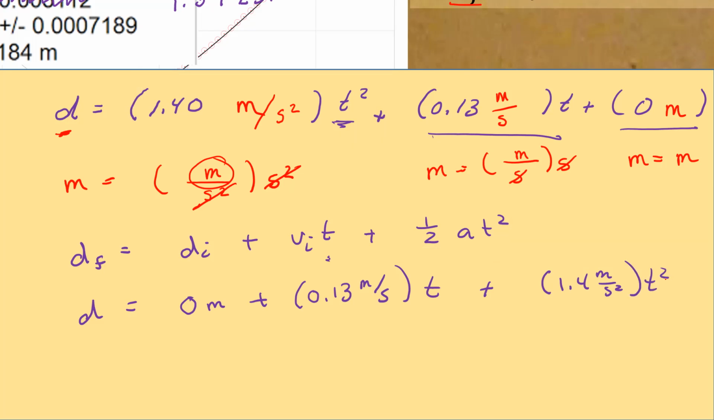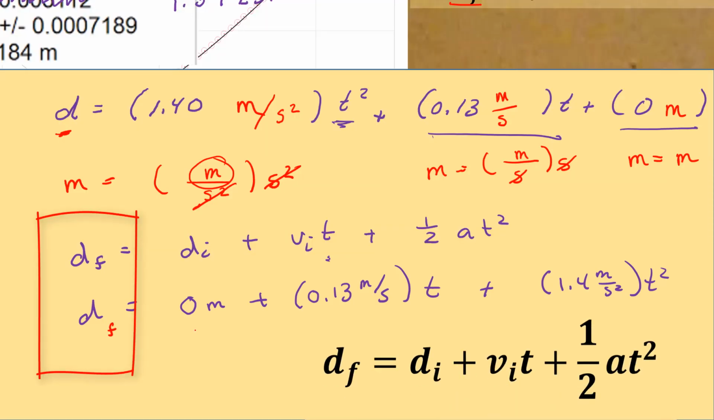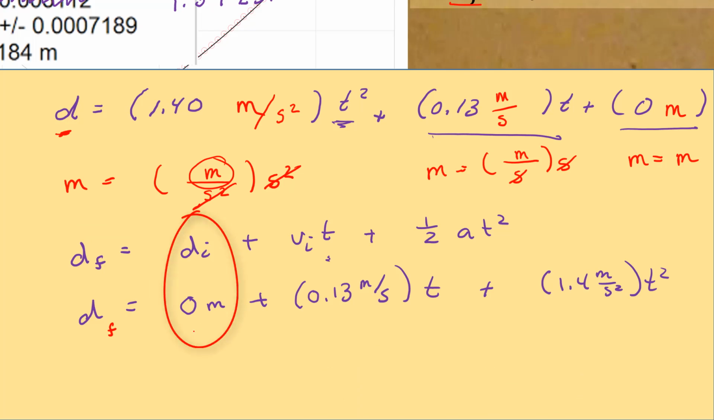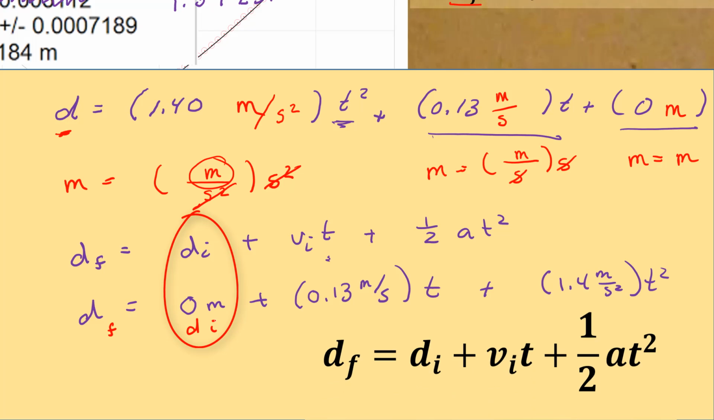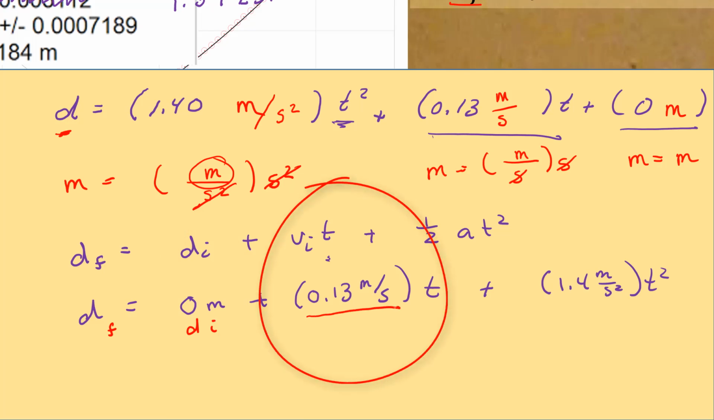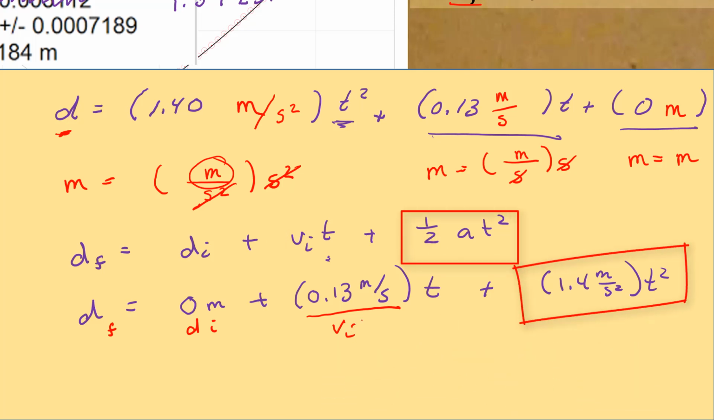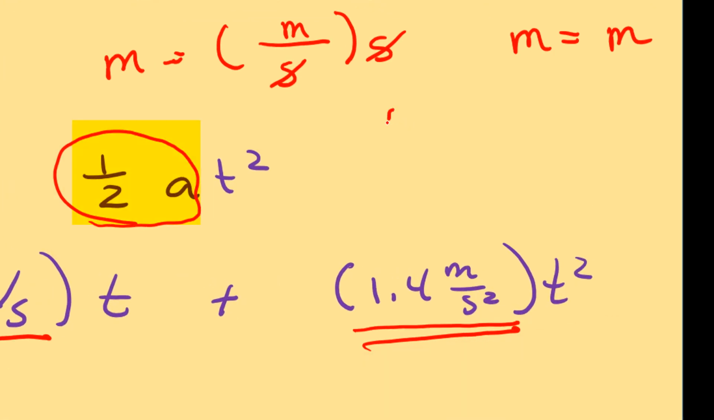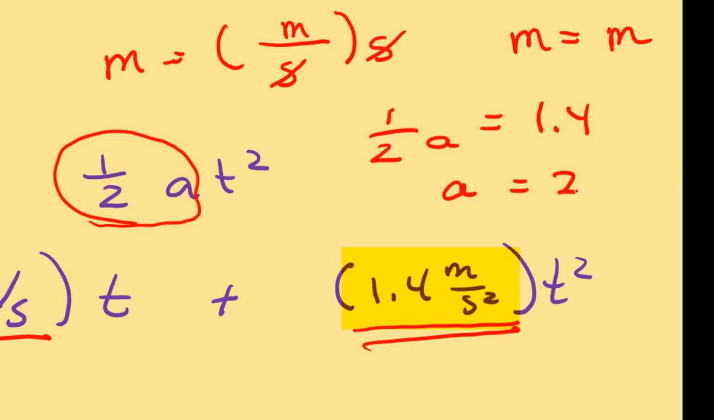So now we've got it rearranged, and it looks pretty obvious now that this d is our df, that this 0 meters is our di, that this 0.13 meters per second is our initial velocity. And then we got this term here. This is kind of tricky because this must be equal to 1/2 a t squared. So I have to do some little side calculations here. 1/2 A is equal to 1.4. Therefore, A must be equal to 2.8.